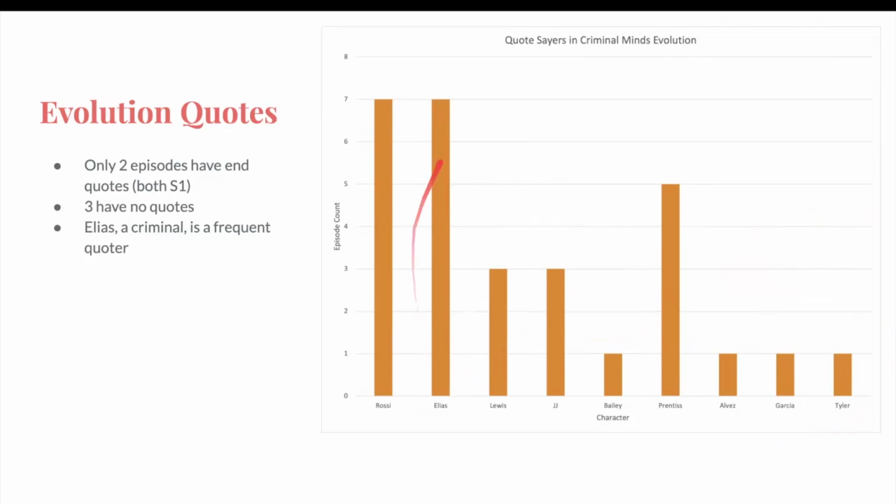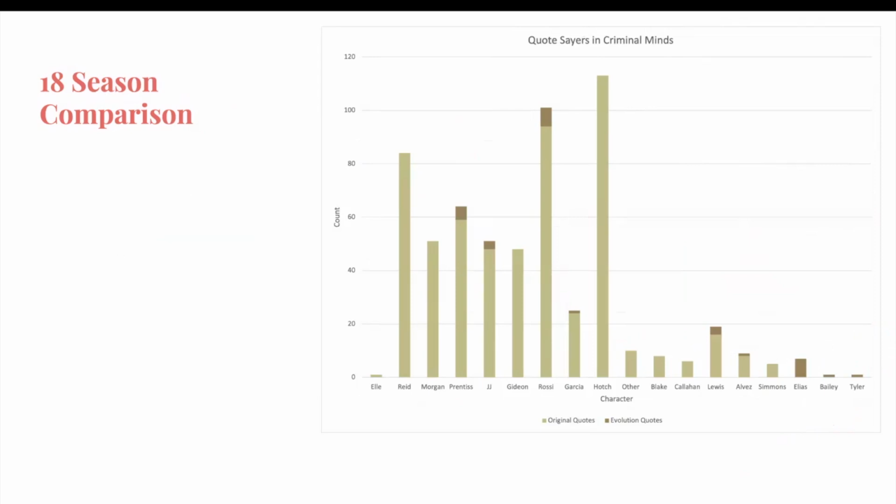I think it's interesting that Elias has so many quotes when, in the original run, I believe the only criminals who ever quoted were Ian Doyle on maybe one or two occasions and the chameleon guy towards the end of the show. This is an 18 season comparison of all the quotes.